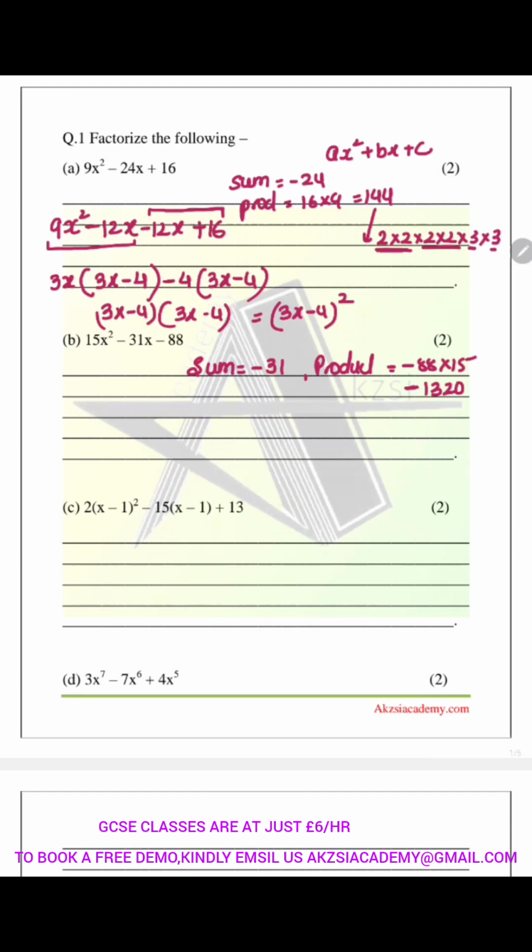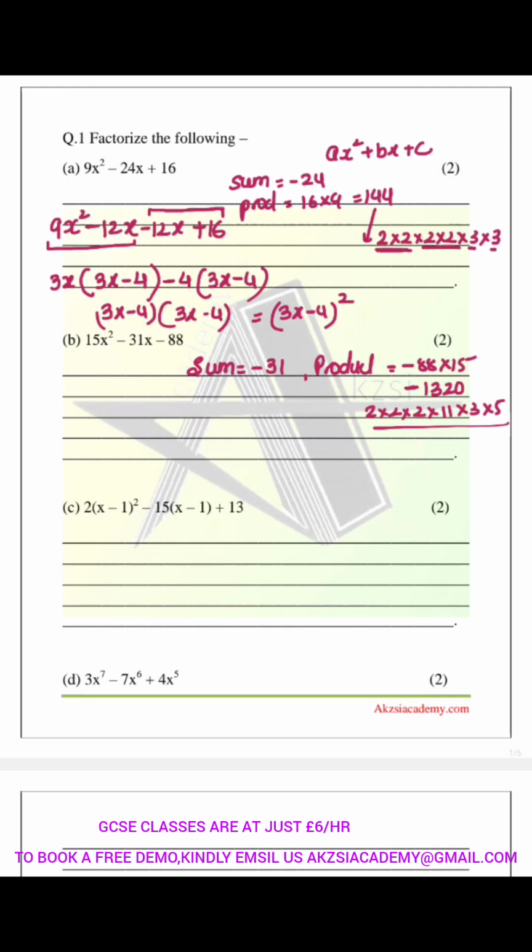Well, the same method we have to apply, that means prime factorize your product. So this comes out to be 2 times 2 times 2 times 11 times 3 times 5. You have to select whether the numbers are going to be negative or positive. Here you can see product is negative and sum is also negative. That means clearly one value is negative and one value is positive. So we have to select two numbers.